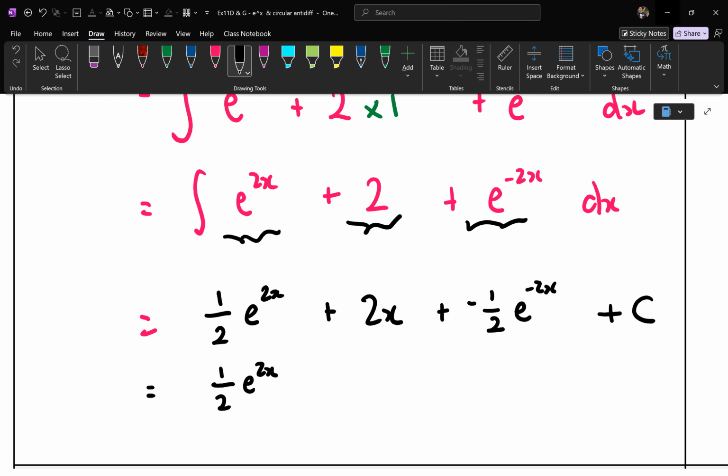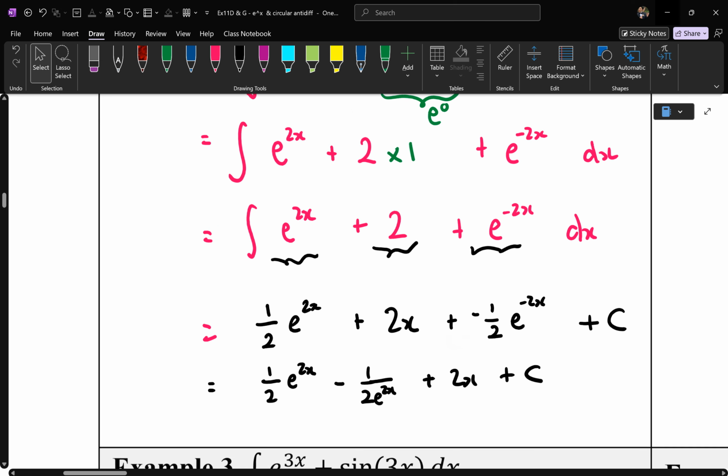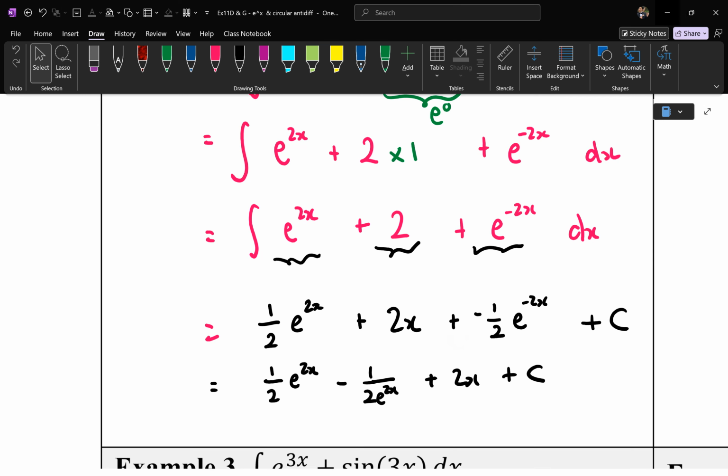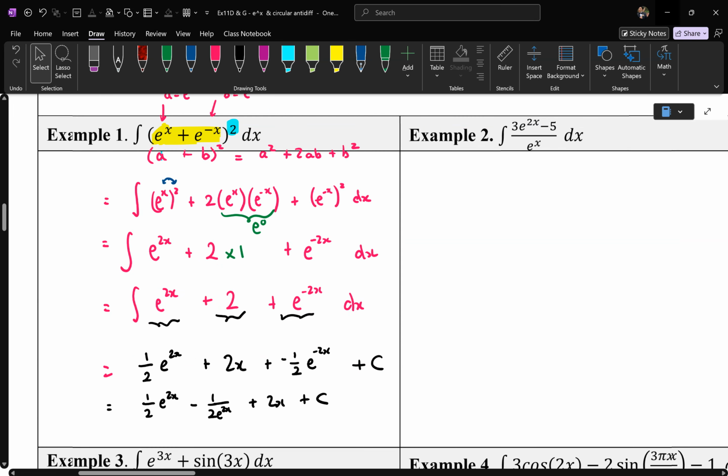Half e to the 2x minus half again, but this time it's e to the 2x on the bottom. One of the common mistakes is students mixing the 2's and flipping everything around. It's just the negative 2 is on the e. So it should just be the exponential that flips over, and plus 2x plus c. So if you like, you can combine them together, but at this moment, I'm just showing you the motions of how you would have done it. Okay? All right, so that was for the first one.